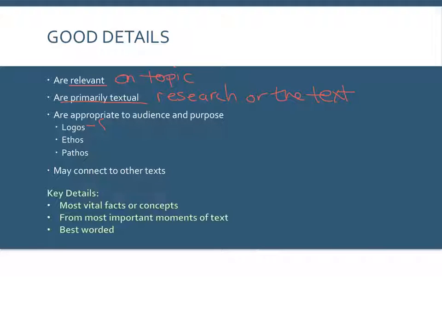Logos are facts. Ethos is an appeal to authority or ethics, what's right versus what's wrong. And pathos is emotion. And different types of people might respond better to different types of details.